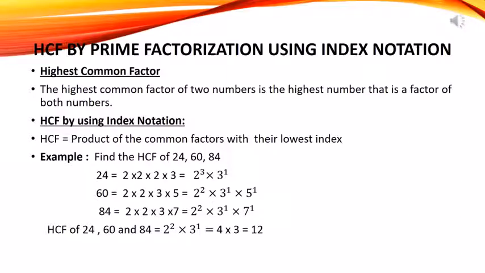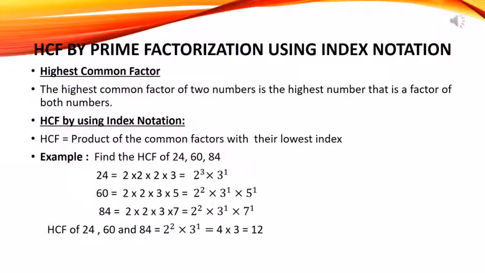Here prime factors of 24 are 2 multiplied by 2 multiplied by 2 multiplied by 3 is equal to 2 raised to the power 3 multiplied by 3 raised to the power 1. Why? Because here we have 2 3 times and 3 1 time. And prime factors of 60 is equal to 2 multiplied by 2 multiplied by 3 multiplied by 5 is equal to 2 raised to the power 2 multiplied by 3 raised to the power 1 multiplied by 5 raised to the power 1.